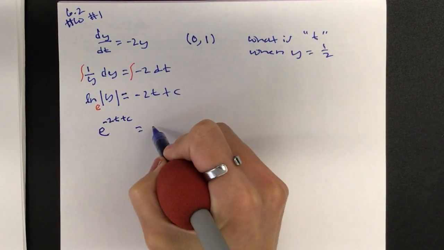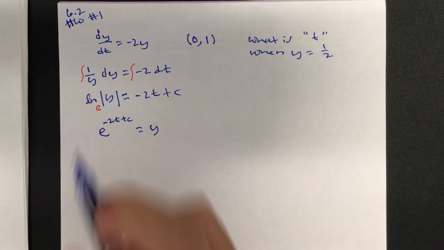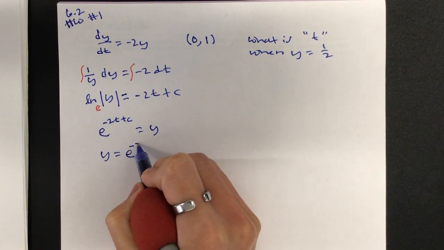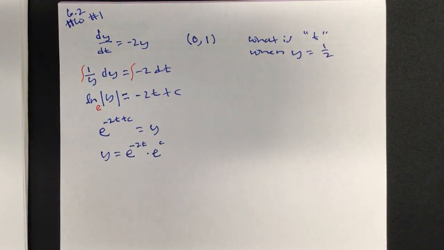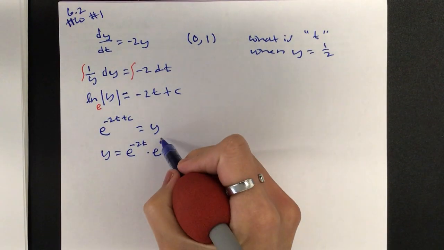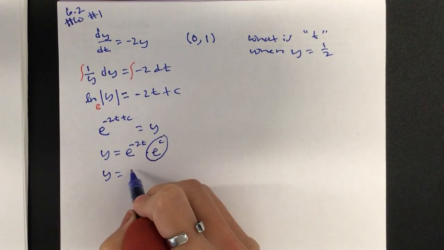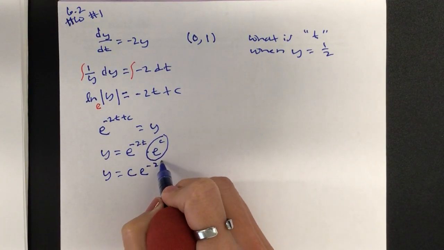And then y goes on the other side without the absolute value, because as long as the natural log is gone, we don't need the absolute value anymore. That absolute value is only there to give you a restriction on the domain for the natural log. But right now it's gone. To further elaborate, y is equal to e to the power of negative 2t times e to the power of c. And e is a number, c is a constant, any random constant. So if I were to rewrite this as one piece, it'll be c times, that's replacing e to the power of c, e to the negative 2t.